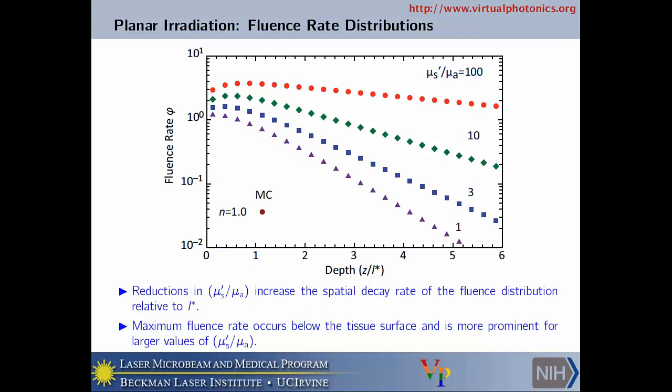Let's not worry about shape. We'll get to shape in just a second. Let's first, and you'll be able to answer this question, if I put this at n equals 1.4, will that curve be higher or lower than this curve for n equals 1.0? Will I have more light or less light within the tissue? That's right. We'll have more light because you'll have internal reflection. And then the shape, you're thinking that you'll have less of a subsurface peak.